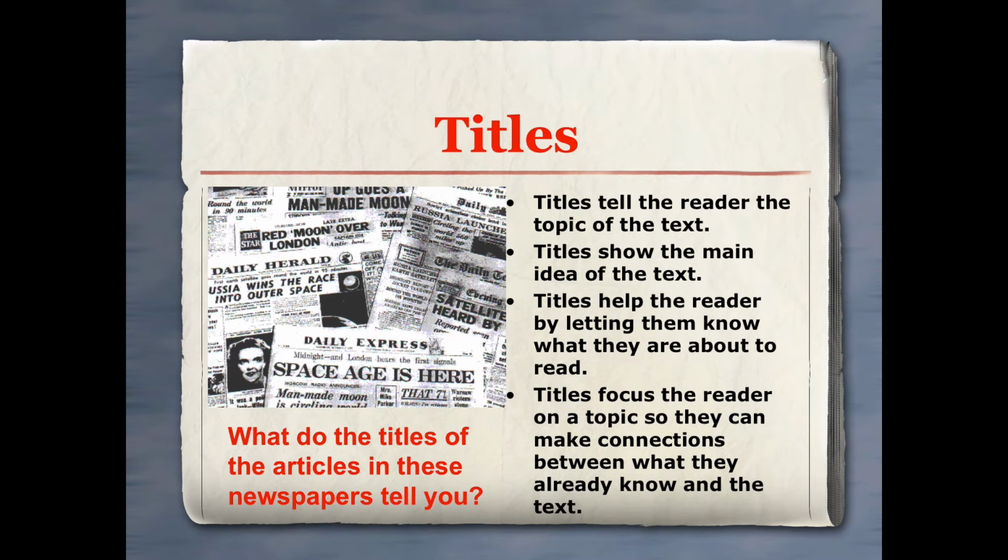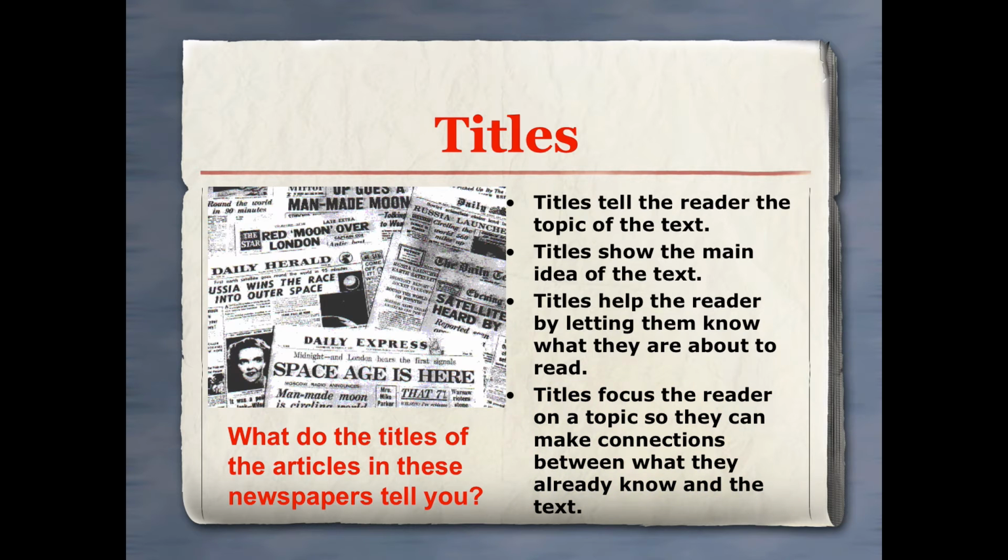We're pretty much used to titles all over the place. Everything probably has a title. And titles just tell you the topic of the text. That way you already have an idea just by looking at the title, usually, what you're about to read. It can show you the main idea of the text, and it helps you know what you're going to read, and then you can focus on that topic. Already get your mind ready. Already start thinking about what you already know about that topic before you read in the text.